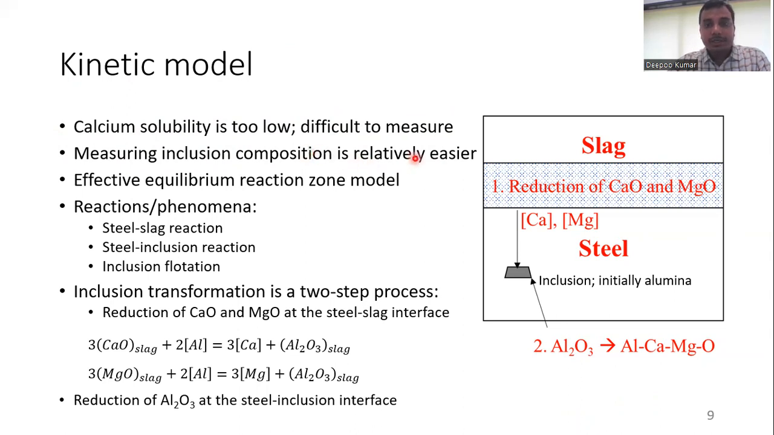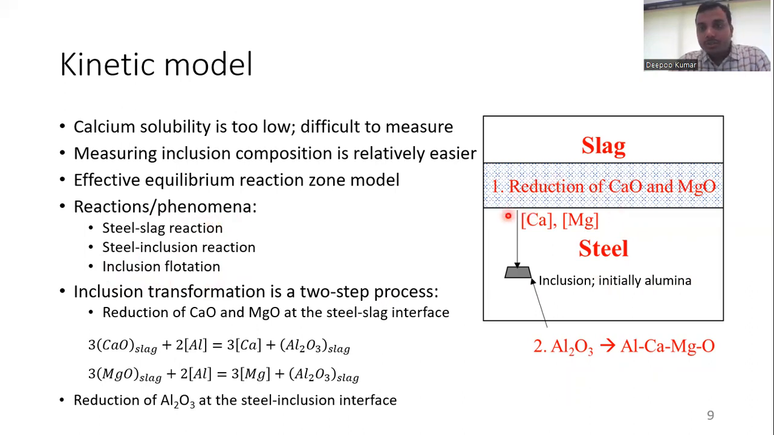So the steel-slag reactions are modeled using this effective equilibrium reaction zone model, which has been discussed in the literature in detail, so I'm not going through that. The reactions considered in this model are steel-slag reactions and steel-inclusion reactions, where the inclusion is initially alumina, and then we expect calcium and magnesium pickup. Inclusion flotation was also considered, and this was supposed to occur at the same rate as the rate of steel moving to the steel-slag interface.